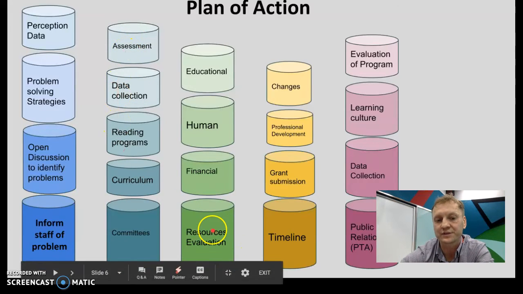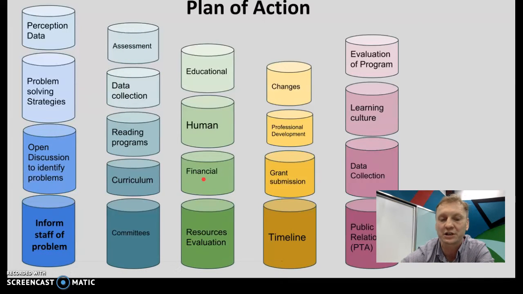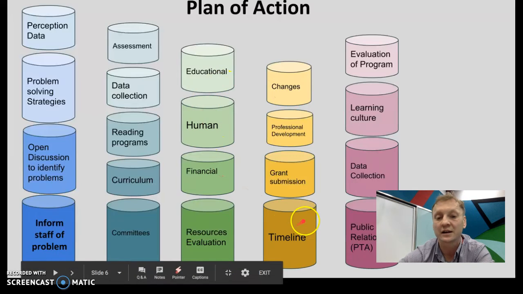I'd look at our resources, our financial resources with regards to how much money we have for any resources that we may need, new computers, for example. Our human resources, what trained professionals do we have to help in the following areas: data collection and assessment. And I'd also look at our educational resources as well: computers, books we have in the library, books we have in the classroom, what reading programs we're using, etc.